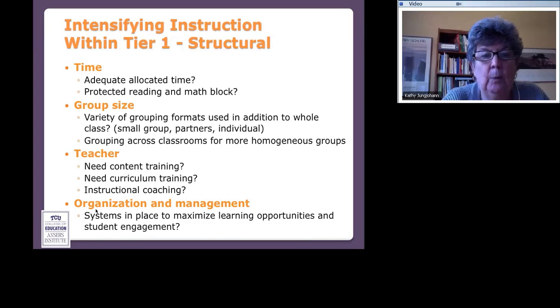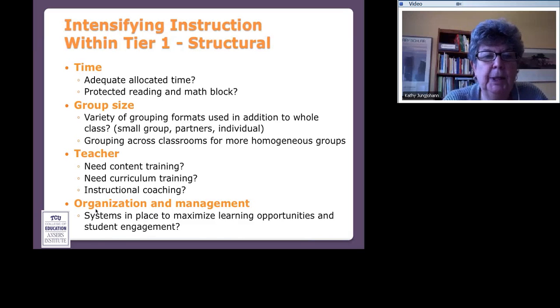Utilizing partners within a whole class instruction allows students to engage in more response opportunities, to talk to their partners, to utilize the vocabulary associated with reading or the vocabulary associated with math, as well as individual independent formats.